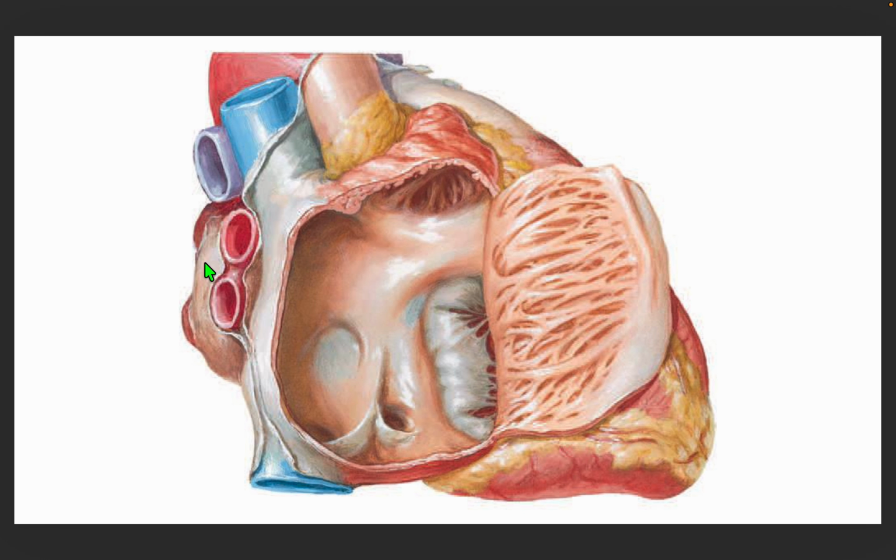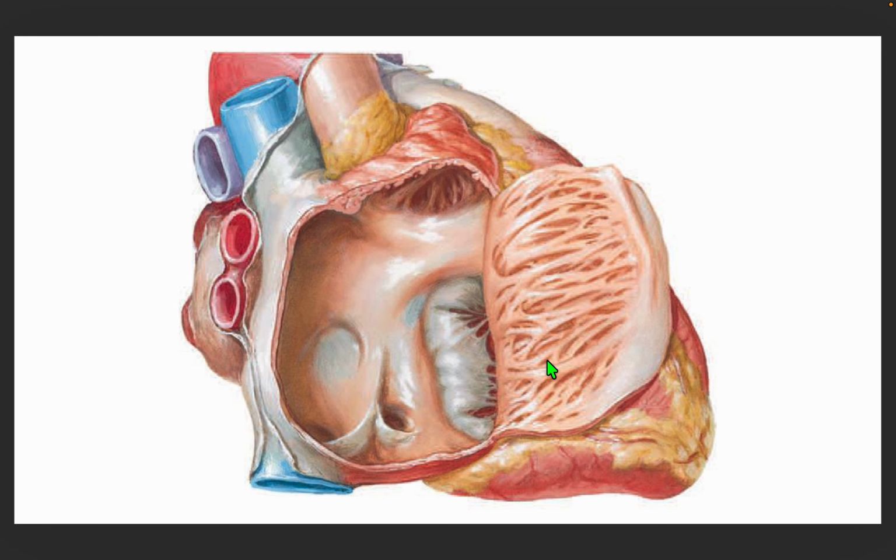Now we will move on to see the interior of the right atrium. If we have to see the interior of the atrium, we can open it in multiple ways. But classically, we cut through the area between the superior vena cava and the opening of the inferior vena cava, and we will reflect that part of the heart further anteriorly.